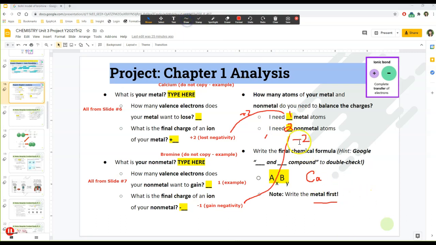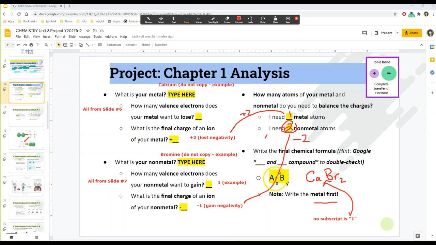All right, so here, remember that we said in class, no subscript is 1. So I don't actually need to put a subscript there. So Ca, and then I would put my nonmetal, which was my bromine. So I'll write my next one, Br. And this time for my bromine, I said I needed 2 of my bromines. So I put a lowercase 2, okay?